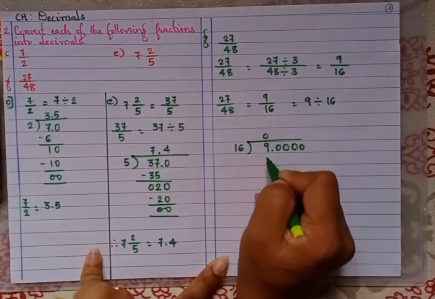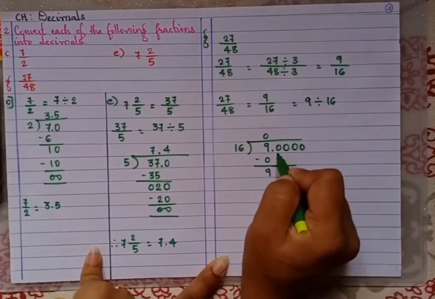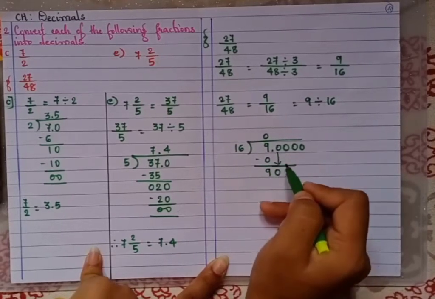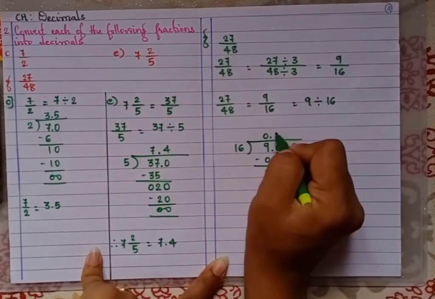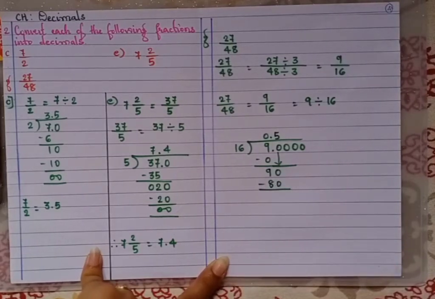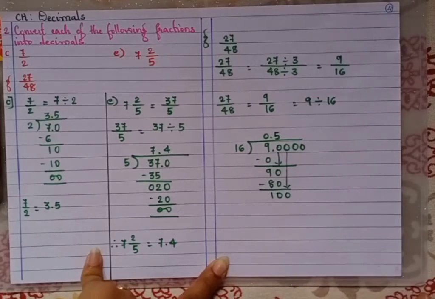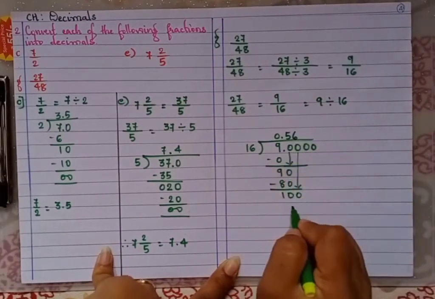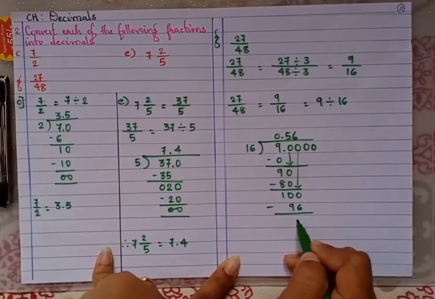Therefore 16 zeros are 0. From 9, 0 goes out, remains 9. Next, take next digit down, and when you're taking next digit down and there is a decimal point, we have to put the decimal point here. Next, 16 5s are 80. So from 90, 80 goes out, remains 10. Take next digit down, has become 100. Now 16 6s are 96. From 100, when 96 goes out, remains 4.